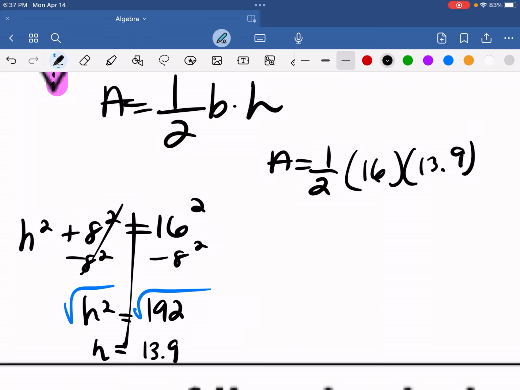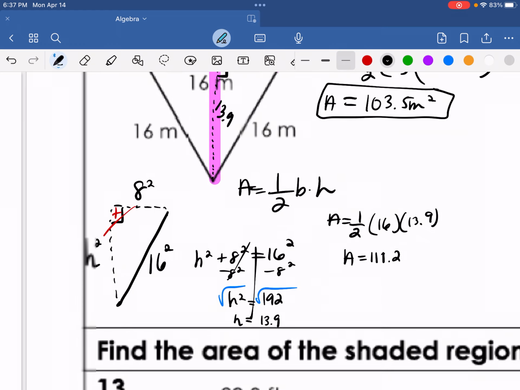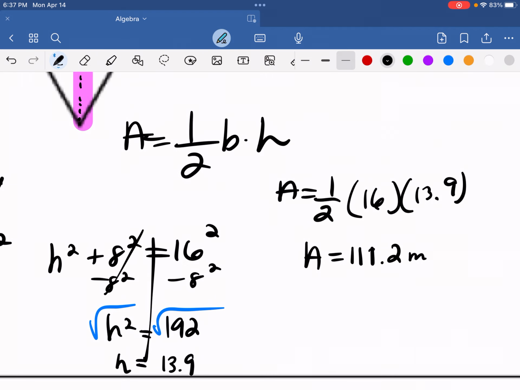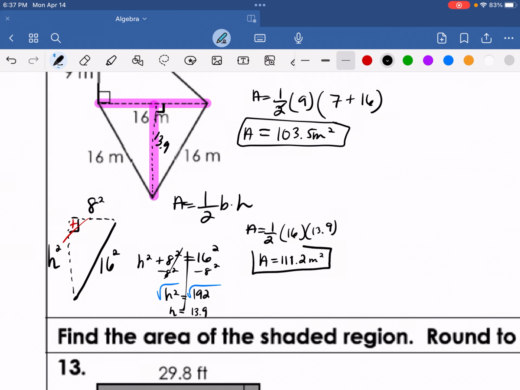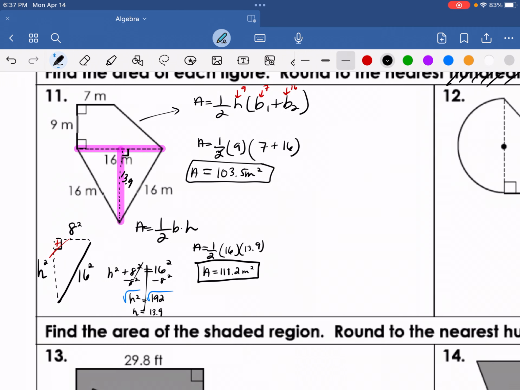1/2 base, 16, and height, 13.9. And we get 111.2. And that would be meters squared. Now this is the area of the triangle, and the other one was the area of the trapezoid. This is the trapezoid, and this is the triangle.